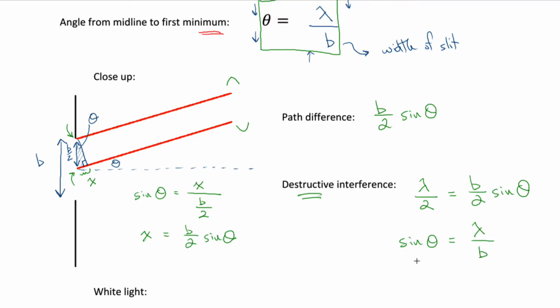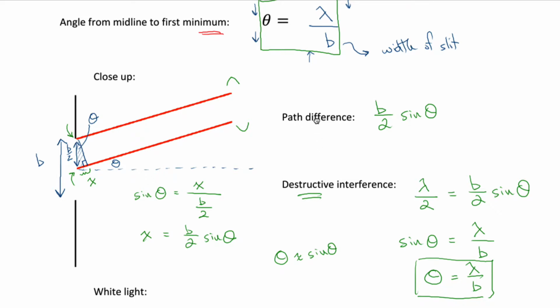Now remember our small angle approximation. For small angles of theta, 15 degrees-ish or less, theta and sine theta and actually tan theta are all effectively equivalent. We've seen that in a previous lesson. So now I can simplify this and get the equation above. And so for the first minimum, when that angle is small, I can use this approximation, and this equation gives me the separation of that first minimum, the angular separation of that first minimum from the midline.